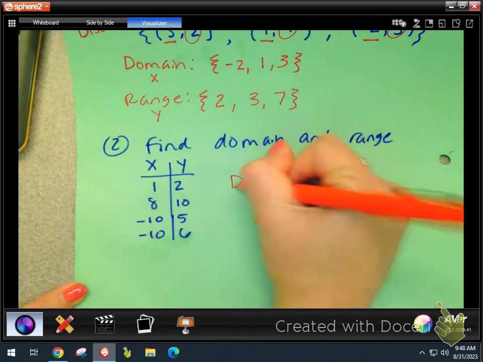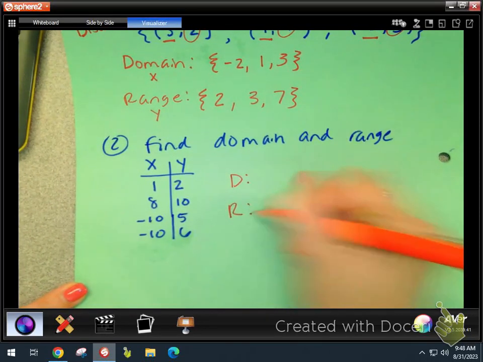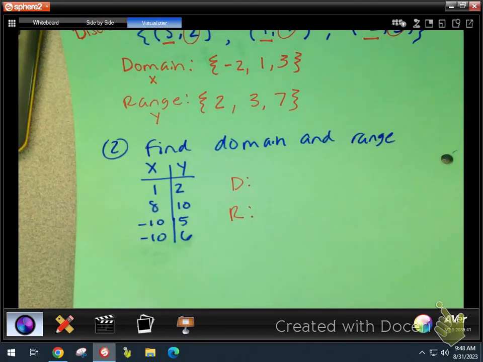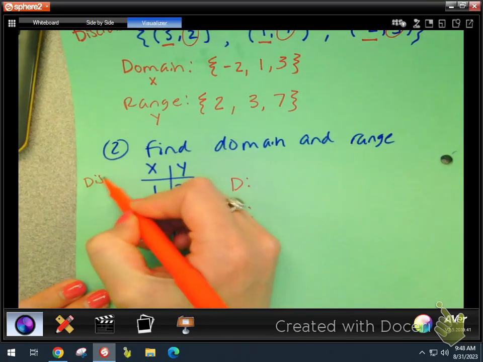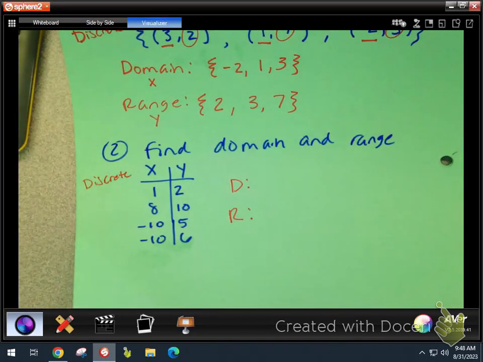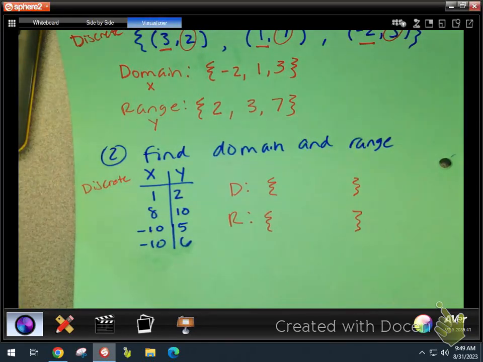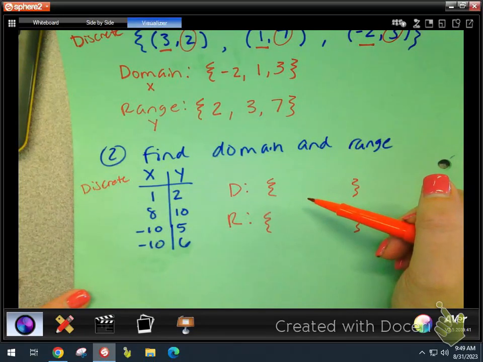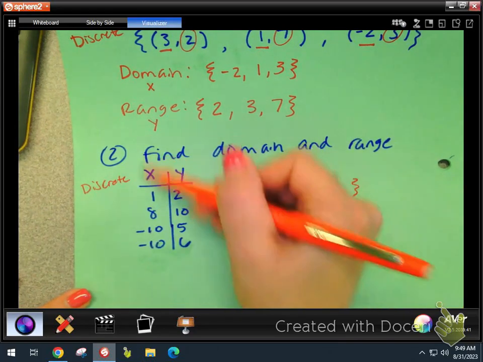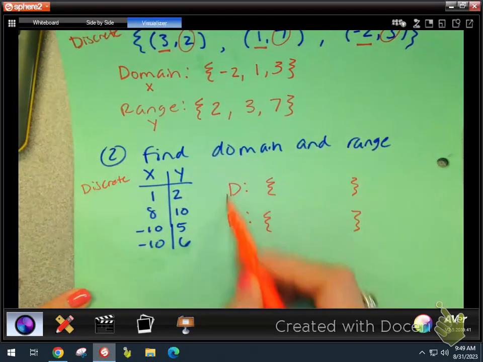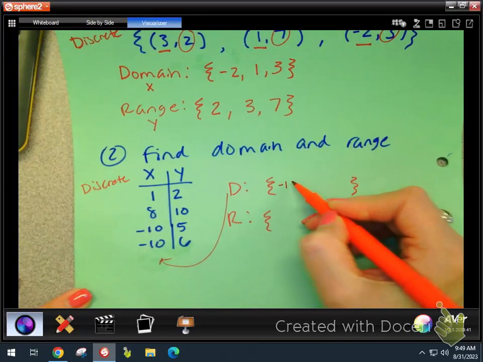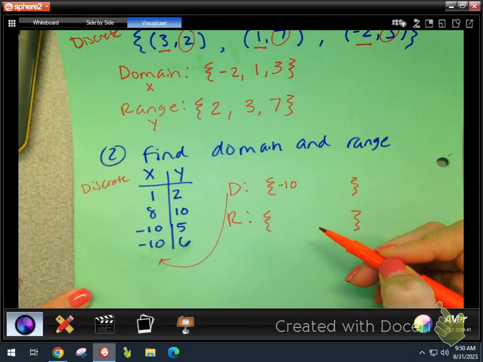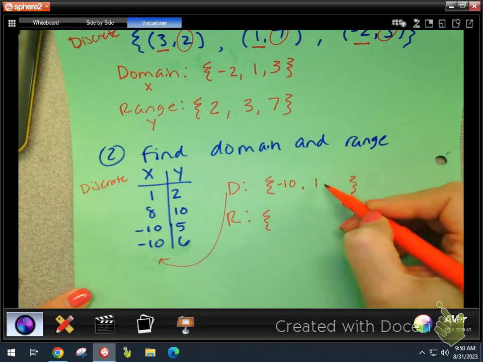All right, find the domain and range. It's discrete. We don't know anything about these connecting. Make sure you put it in the right order. We want to go least to greatest. -10. You are correct. These are your domains. Now, how many -10s are there? How many times do you have to write it? Once, okay? And then 8. Oh, 1 and 8. Very good.